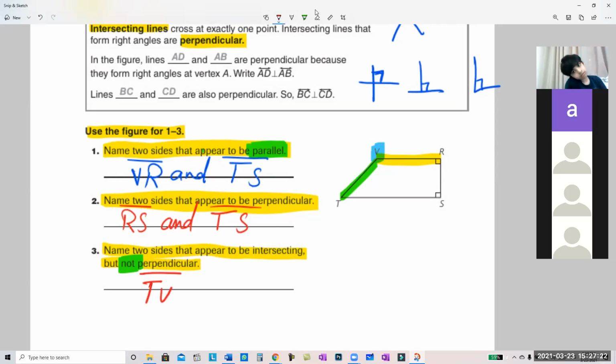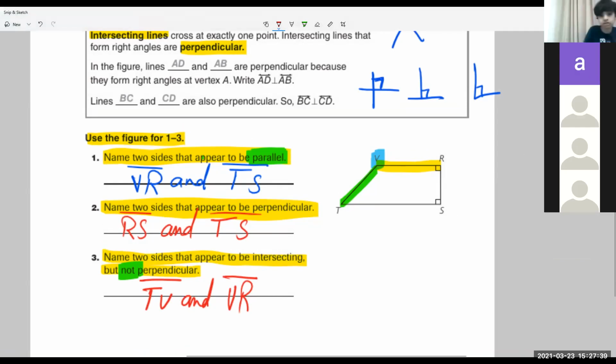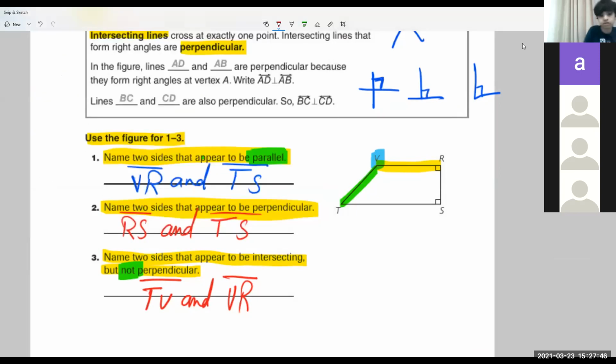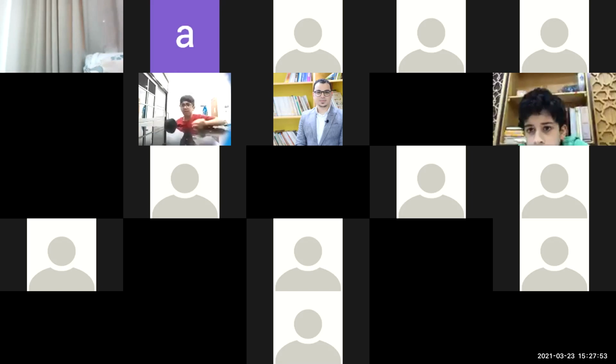So it will be TV and VR. Okay, write this down and then we're gonna move to the next page. Hurry up.